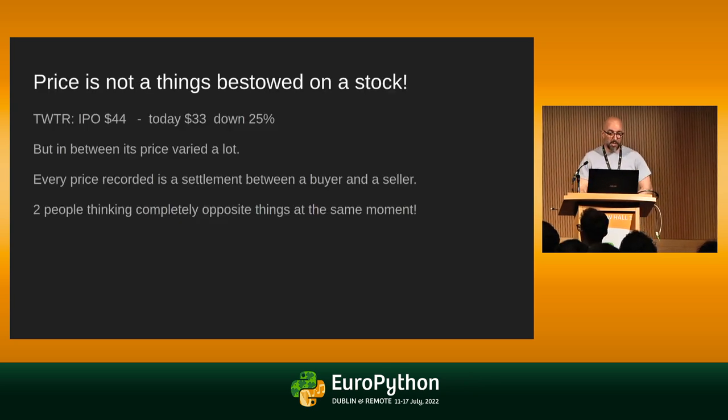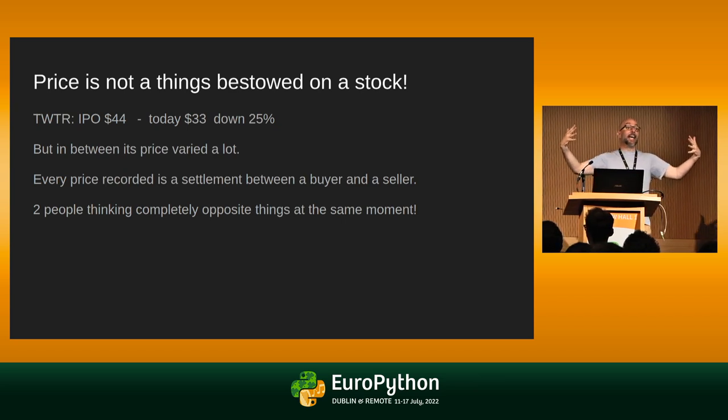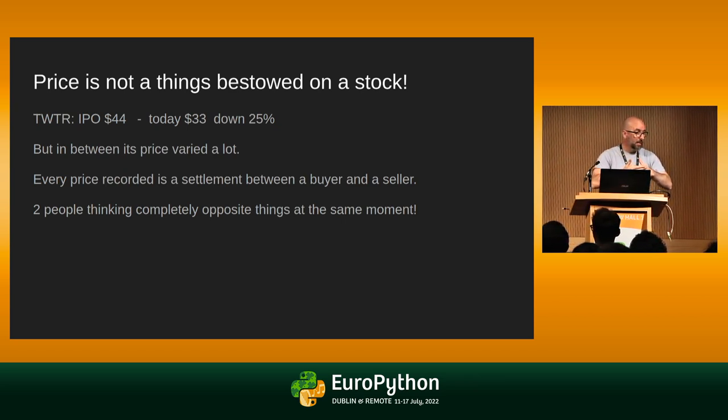So, price is not a thing bestowed on a stock, like we said. Twitter, IPO 44, today 33, down 25%. What a loser. But the price varied a lot in between. Every price is a recorded settlement between buyer and seller. So two people were thinking exactly the opposite. The buyer was convinced it was the right thing to buy, and the seller was, thank God I got to sell. Every transaction, a seller has offloaded onto somebody. Every time. Remember that. It is really human sentiment.